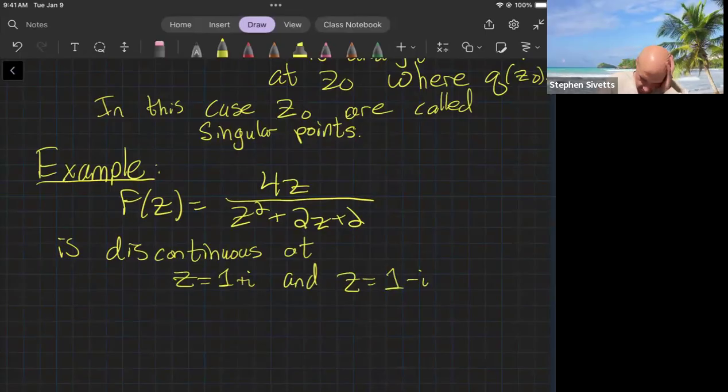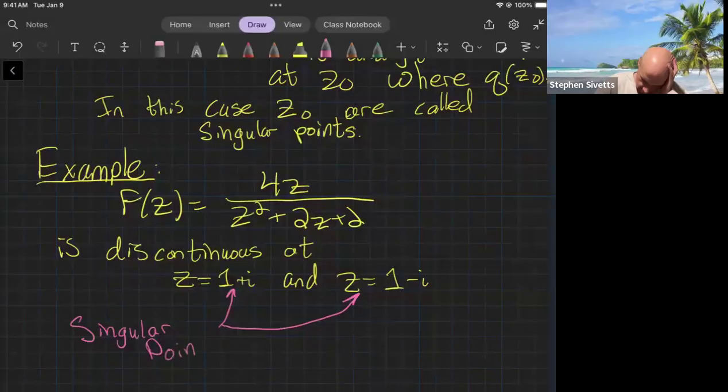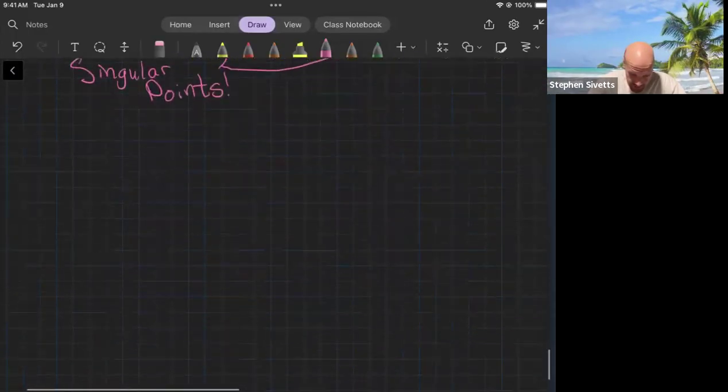These points are singular points. There, the function is not even defined, so there won't be a derivative at the points 1 plus i and 1 minus i. Those are what are called singular points.